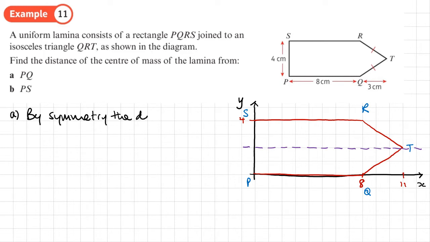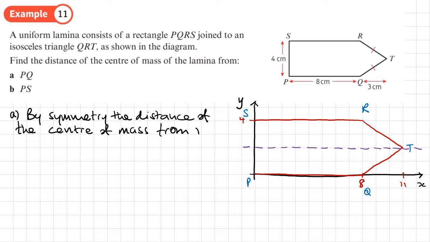the distance of the center of mass from PQ is 2. So now all that's left to do is to work out how far along this dotted line the center of mass is.